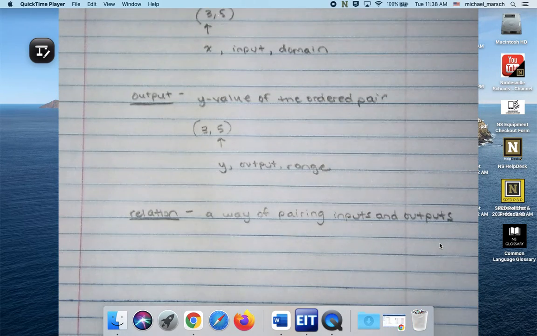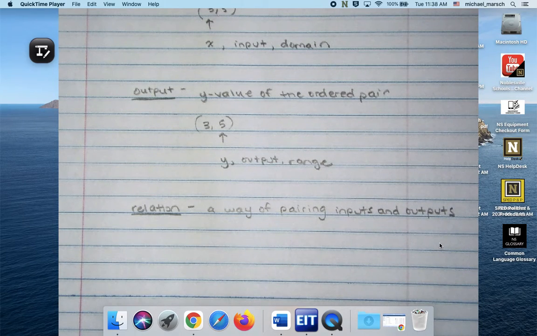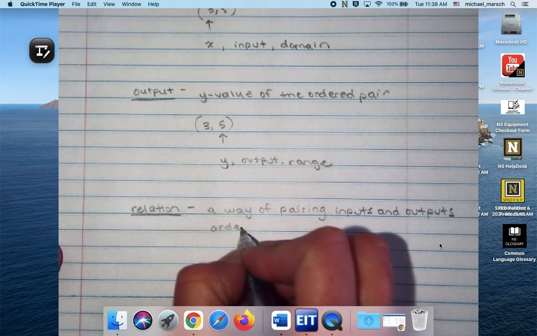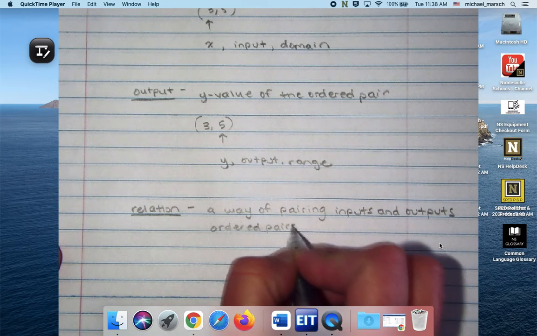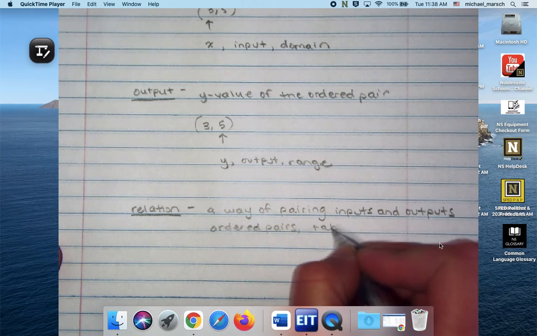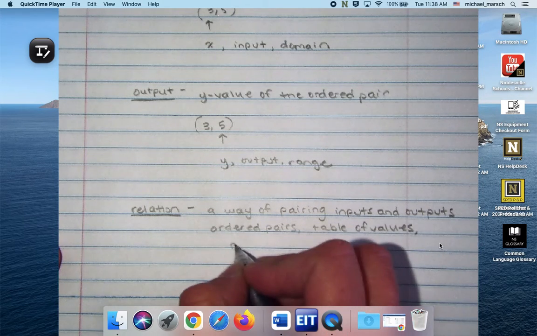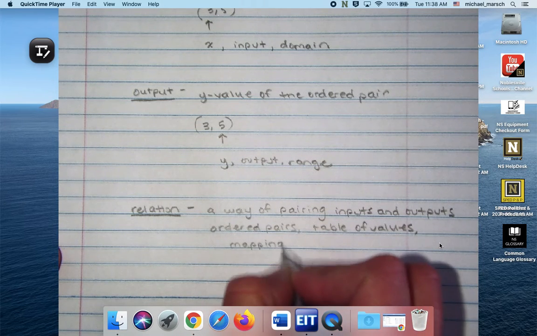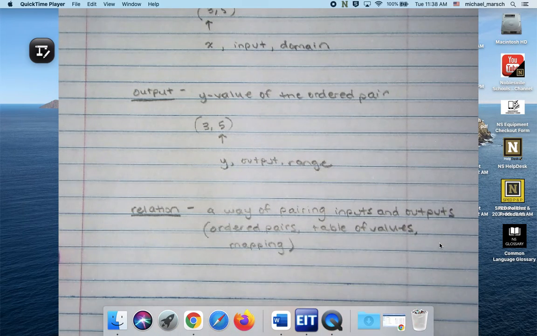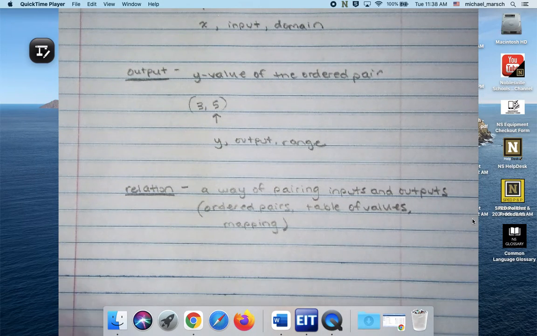Okay, so a relation is a way of pairing inputs and outputs. We had ordered pairs up there, a table of values, and then we even have something called a mapping, which we'll talk about in a couple minutes. You're probably most familiar with ordered pairs and tables of values, but maybe not mapping. A mapping kind of looks like a table, sort of.